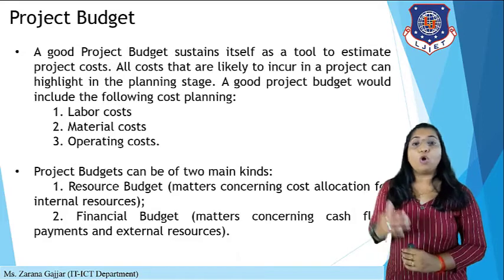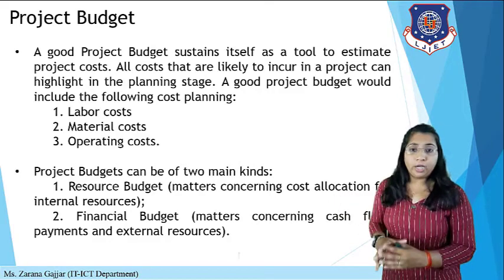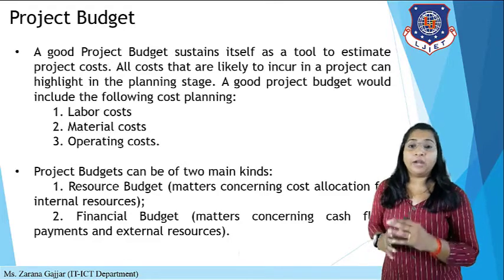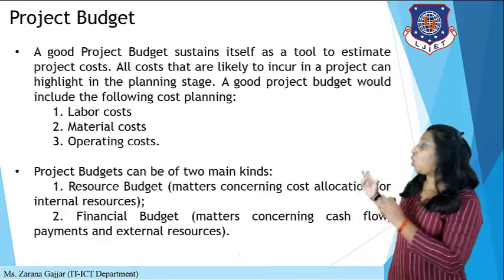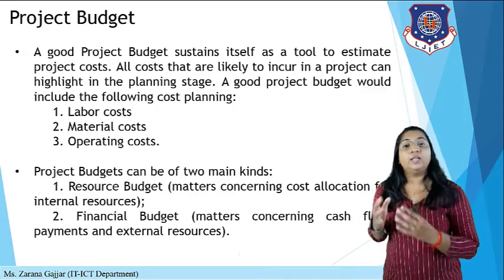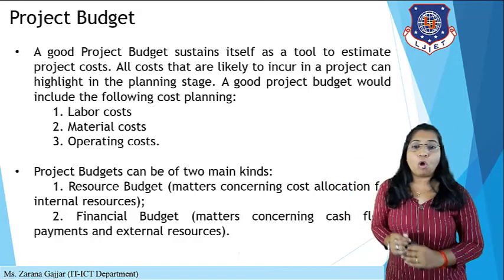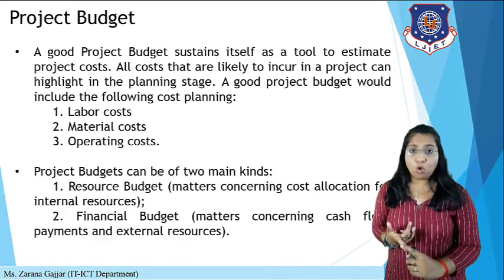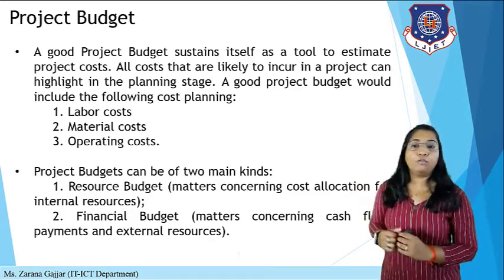And the last cost is operating cost. For delivery of all the required devices, you need transportation charges, and all the devices run on electricity, so there will be an electricity charge. These are all included in operating cost. For operating labor as well as material, whatever extra cost of the software there will be is included in operating cost. So this is all about the three types of cost: labor cost, material cost, and operating cost. A good project budget would include these three types of costing.